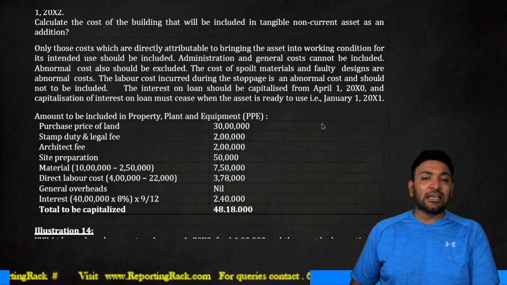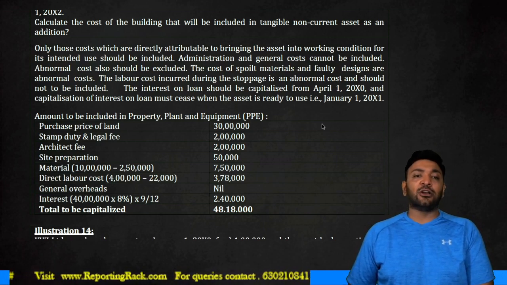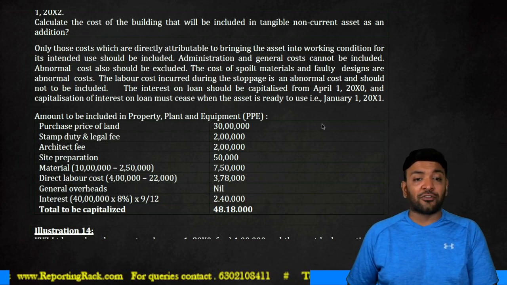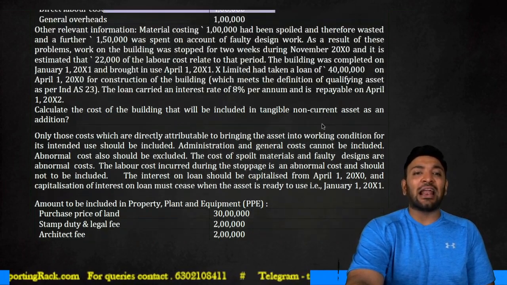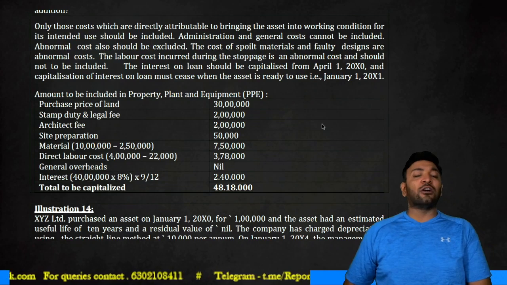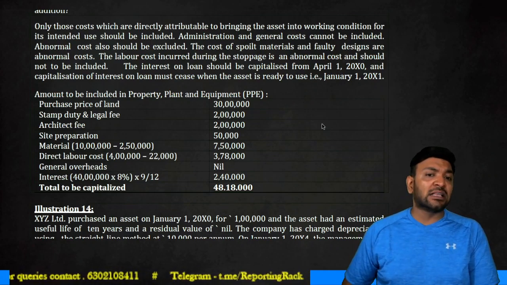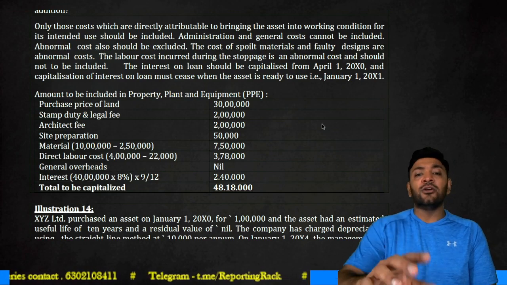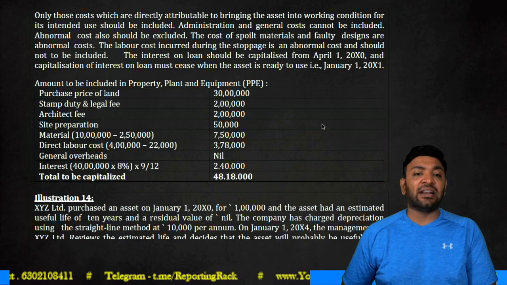So stamp duty is also supposed to be capitalized to the cost of the land. Architect fee is eligible to be capitalized. Site work of 50,000, site preparation of 50,000 should be included. Material he reduced even that 1 lakh 50 as well. He only reduced 1 lakh, but he reduced 1 lakh 50 as well. That is repair work which is supposed to be done. But as such, that is not necessary to be reduced, guys. You can take that. Over labor cost, absolutely correct, 3 lakh 78.